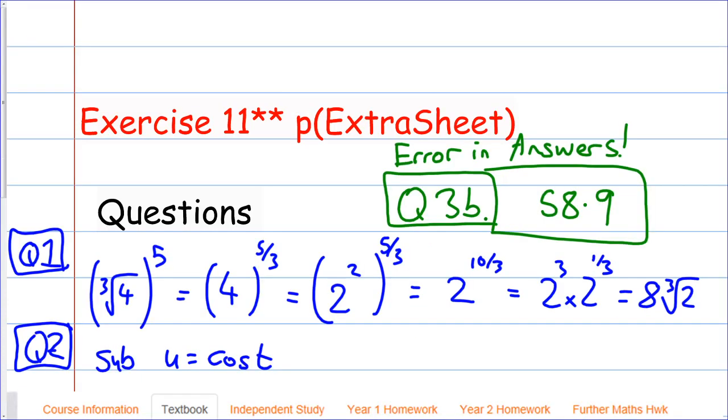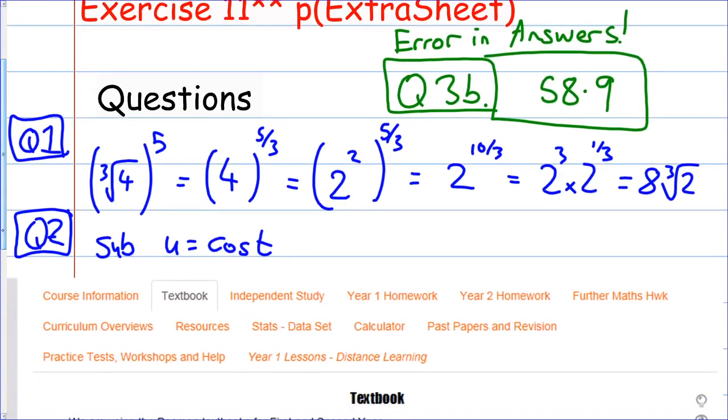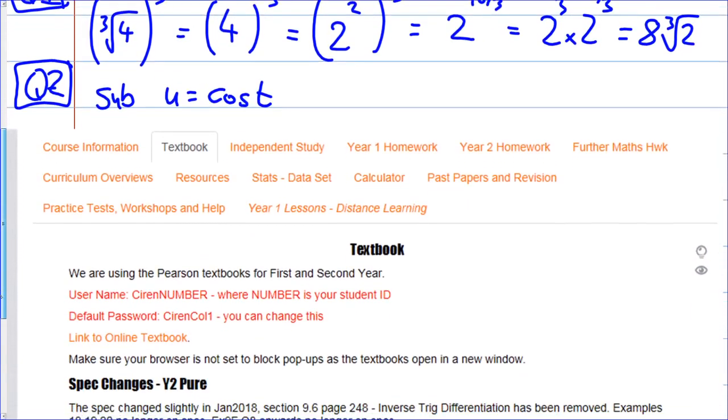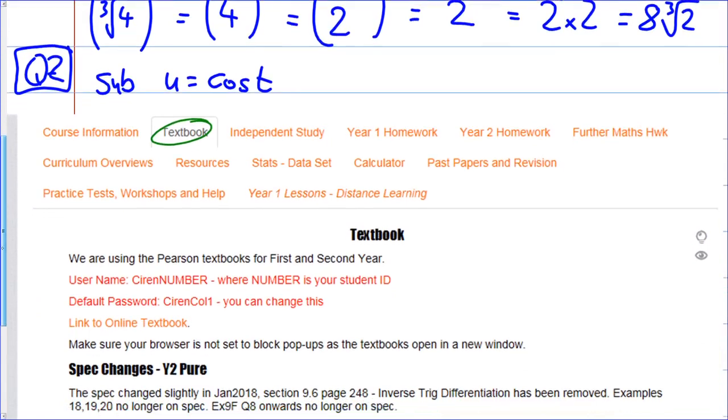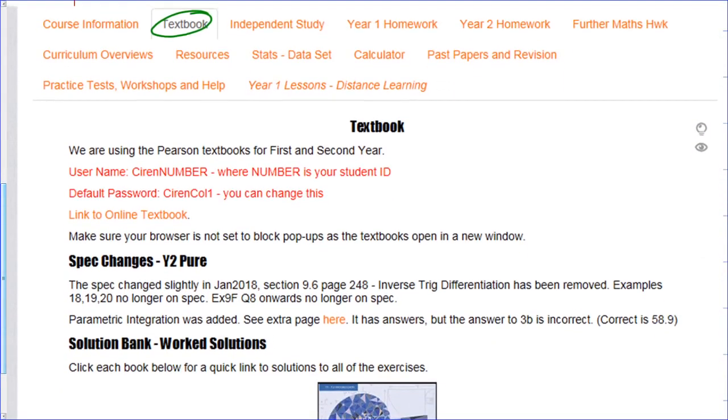Now, this is actually the extra thing that they forgot when they made the spec. They originally put this in further maths. It should have been in normal A-level maths. So this is the replacement for differentiating arcsine. So this is actually on an extra sheet. You can find the extra sheet if you go on Moodle. If you go on Moodle and go to the textbook section, there's the extra sheet and all the extra information here. So parametric integration was added. See the extra sheet here.